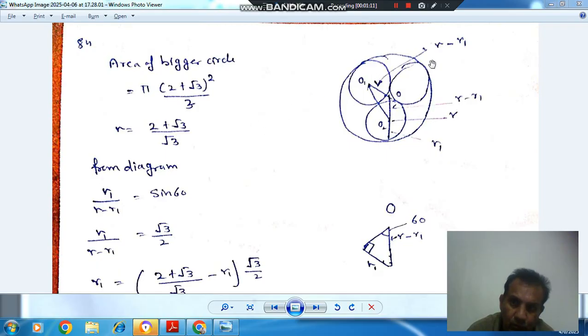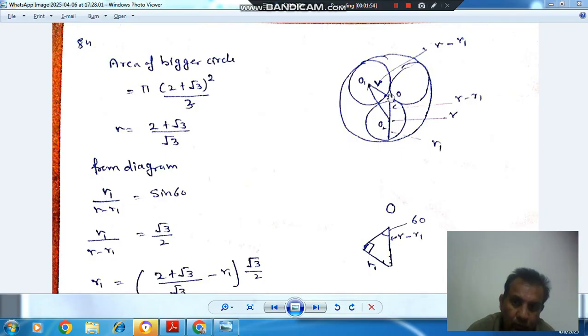And suppose R1 is the radius of the smaller circle. Because these are identical circles, the radius is the same. So this is R1, or this R1. The radius of the bigger circle is R and this is R1, so this will be R minus R1. From the center of the bigger circle to the center of a smaller circle is R minus R1, and this is also R minus R1, and this is also R minus R1. Total is R. This is R1, this is R minus R1, this is R minus R1.